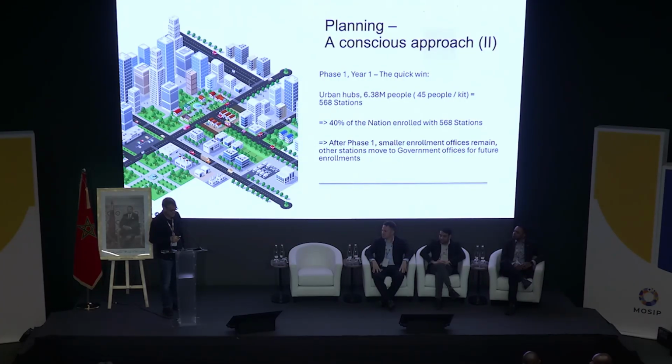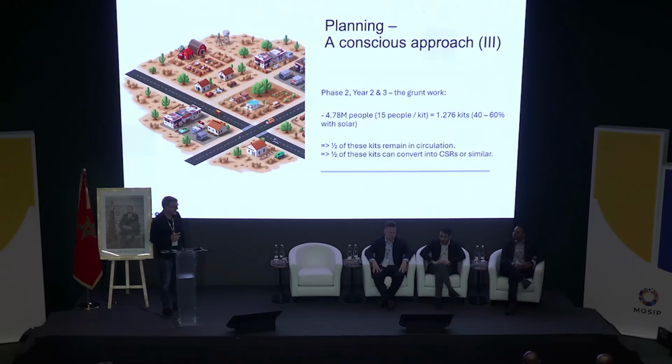And then we start the grunt work, as I call it, in years 2 and 3 to go out into the most remote and rural places. And there you need enrollment kits. But instead of an initial calculation that I had of 3,000 enrollment kits to enroll the whole country, you're suddenly down to 1,276 that will allow you to do the enrollment in the country.